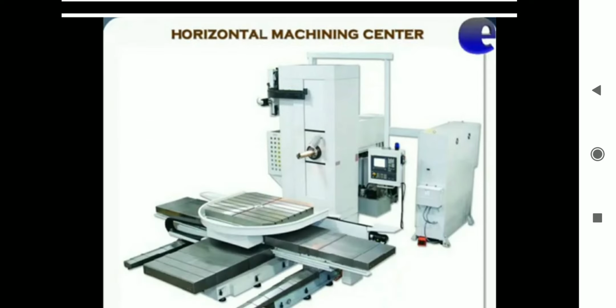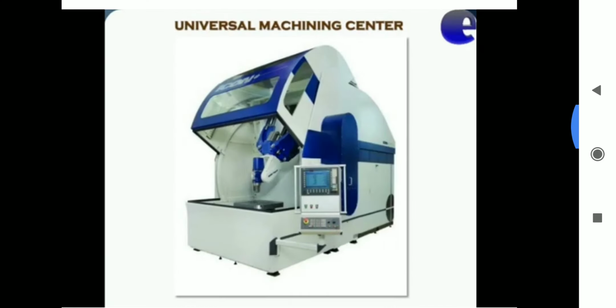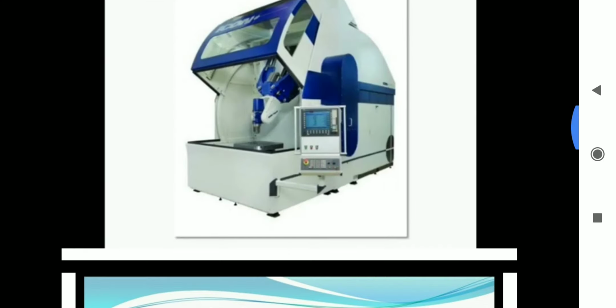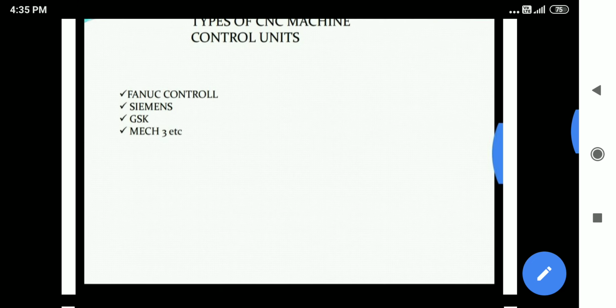So we see in this picture it is a horizontal machining center, a vertical machining center, and a universal machining center. Next, the types of CNC machine control units. CNC machines are mainly manufactured by two companies, Fanuc Control and Siemens Control. They are the main ones, and also GSK and Mach 3, etc. So mainly these two, Fanuc and Siemens Control.